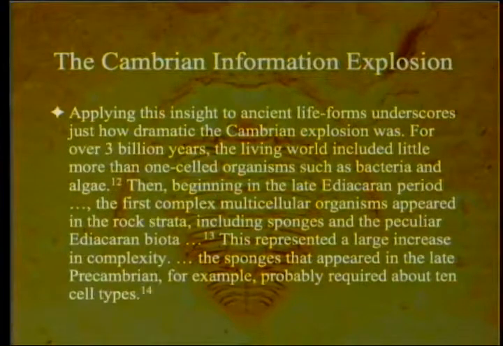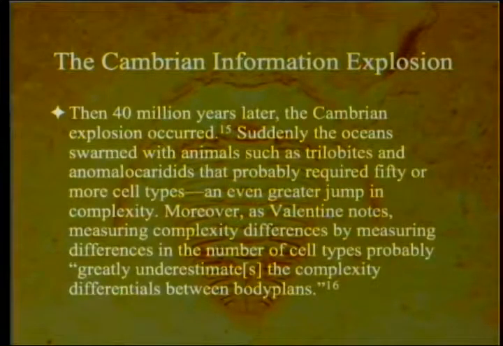The sponges that appeared in the late Precambrian, for example, probably required about 10 cell types. Then, 40 million years later, by the conventional chronology, the Cambrian explosion occurred. Suddenly, the ocean swarmed with animals such as trilobites and amylocarids that probably required 50 or more cell types, an even greater jump in complexity. And keep in mind that each one of these would have 50 cell types that might not all be identical with the 50 cell types of something else.